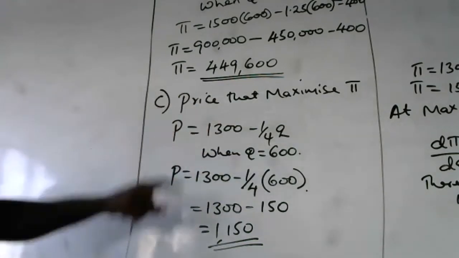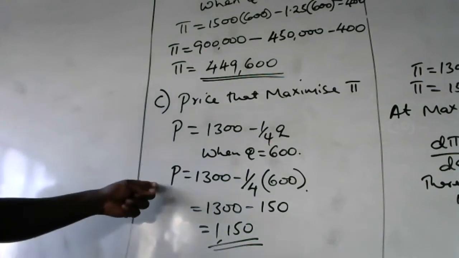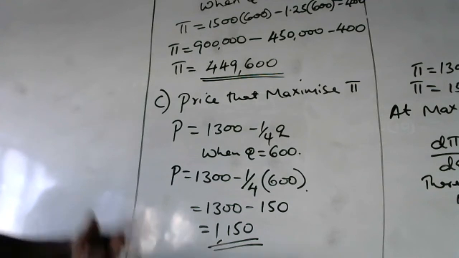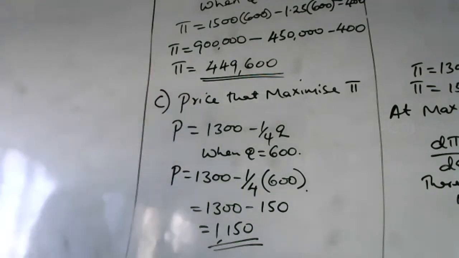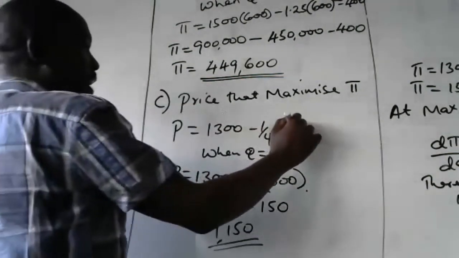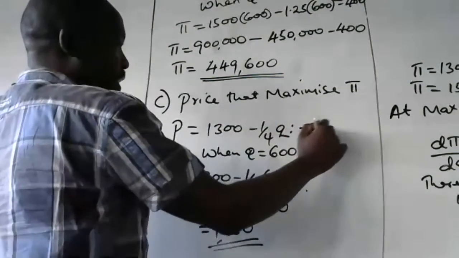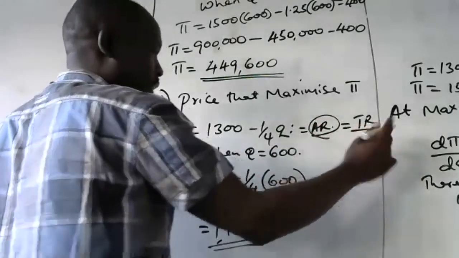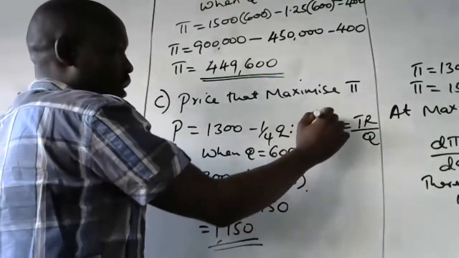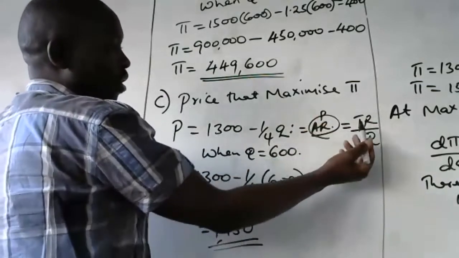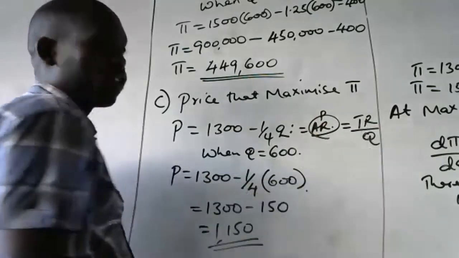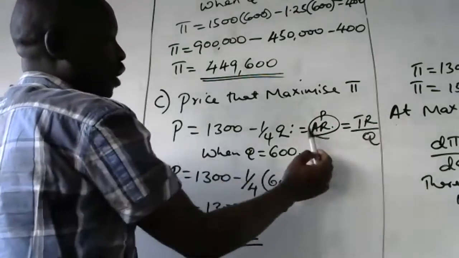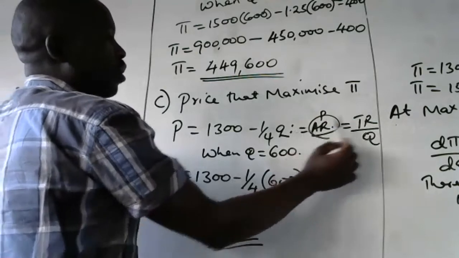The same thing is substituted in the price function. And also note, how can you get the price function? Don't forget that the price function is the same as the average revenue, and average revenue is total revenue over Q. If you want to get the price function, if you are interested in getting P, it is total revenue divided by Q.